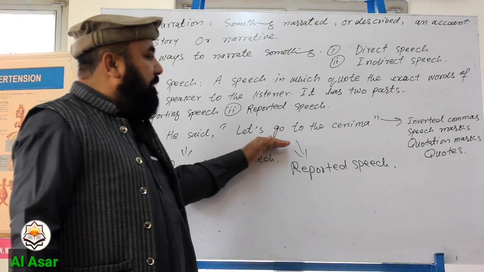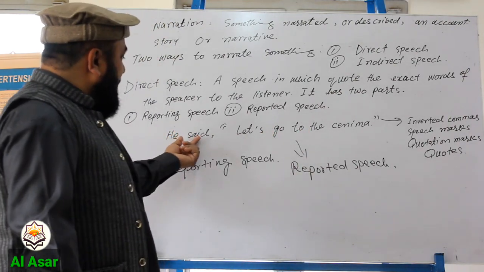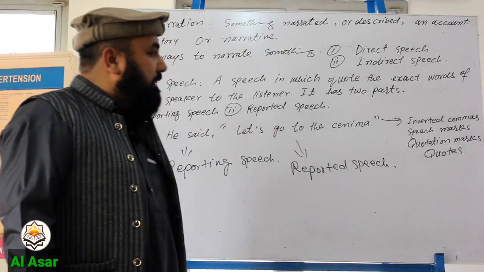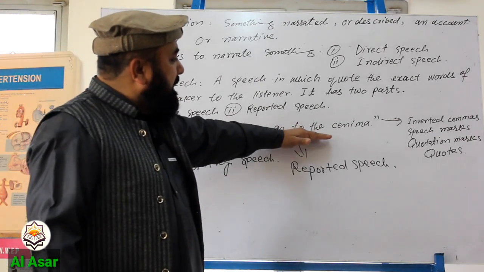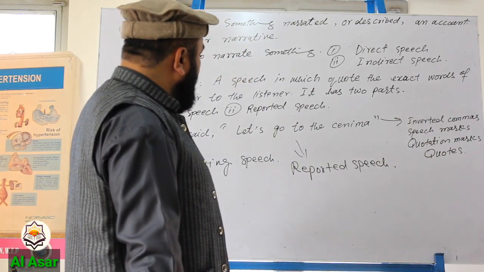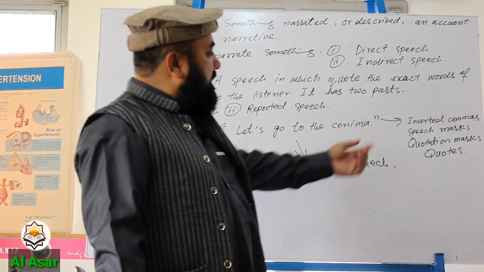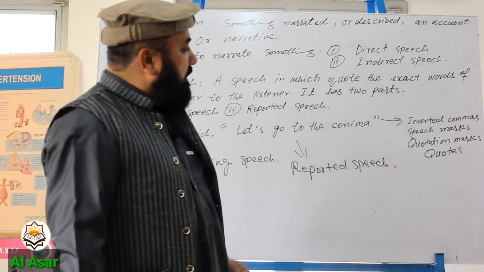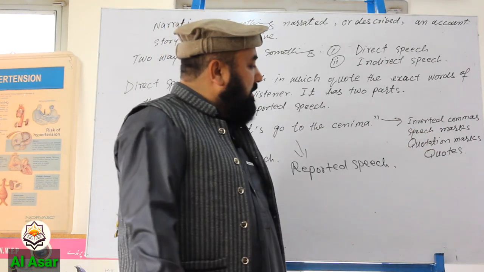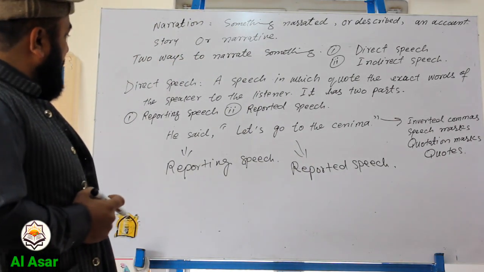Why is this portion called reported speech? Because this is a message which is reported by this person. This message is delivered to a third person, and therefore it is enclosed in inverted commas. These commas are called inverted commas. They are also called speech marks, quotation marks, or simply we can also say that these are quotes.